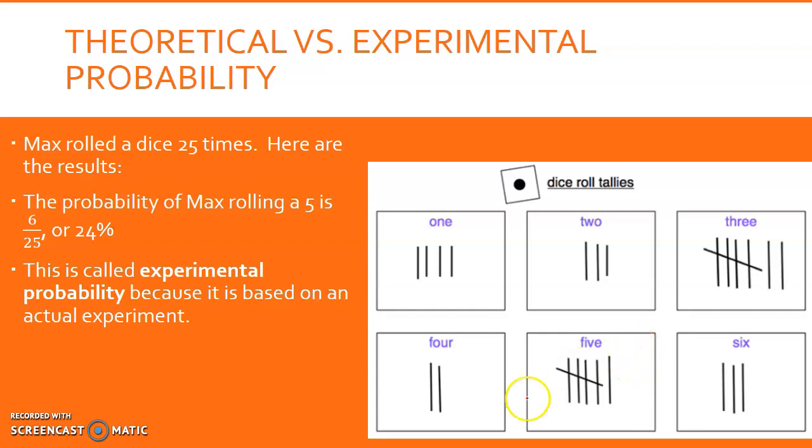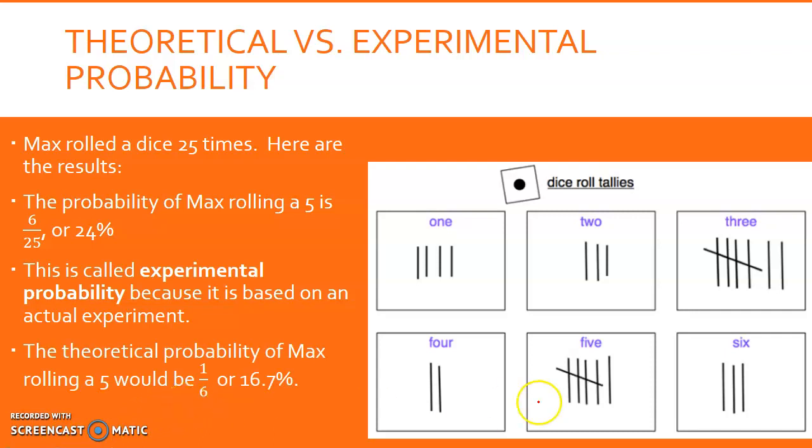Let's compare that, though, to the theoretical probability. If we just had our dice and we were just thinking about what the chances are or the likelihood of us rolling a 5, we would see that there is 1 favorable outcome out of 6 possible outcomes. So our theoretical probability would be 1 over 6, or we could write that as 16.7%.